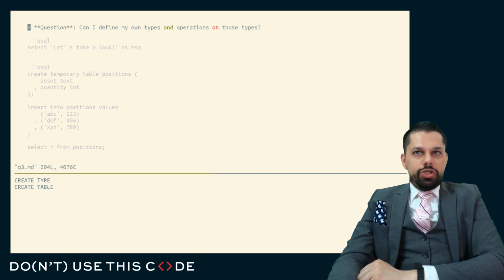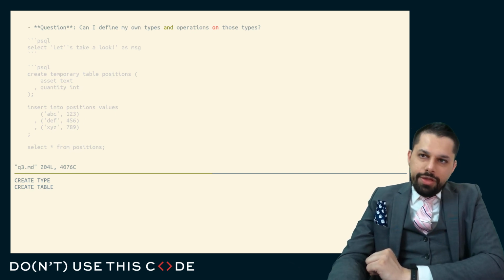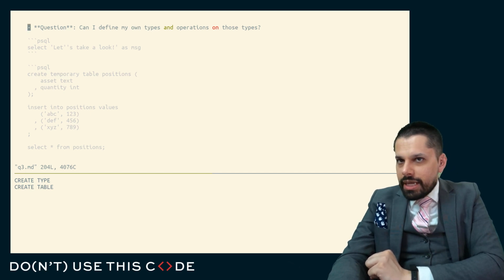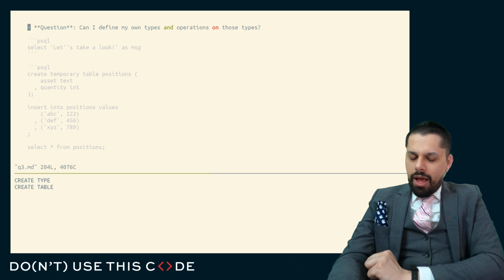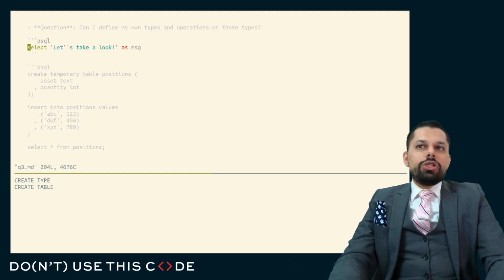Let's take a look at our next question, which is largely a follow-up from the previous question. This question is titled, can I define my own types and operations on those types? Operations on those types. What might that mean? Well, let's take a look.